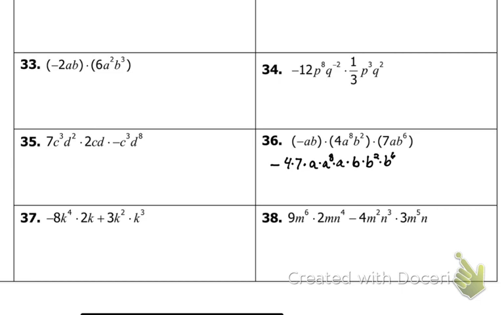I don't get it. Well, we just need to add our exponents. Let me see it. Don't overthink it.